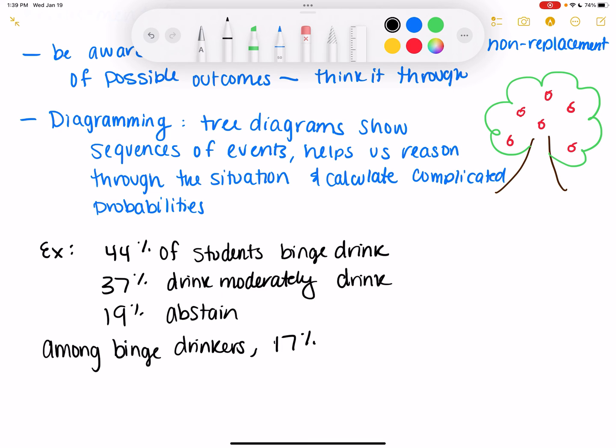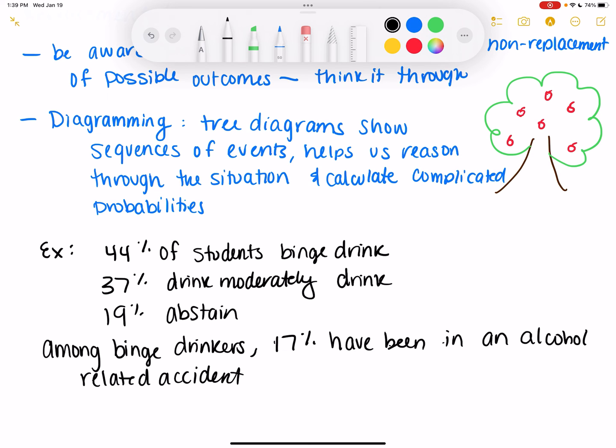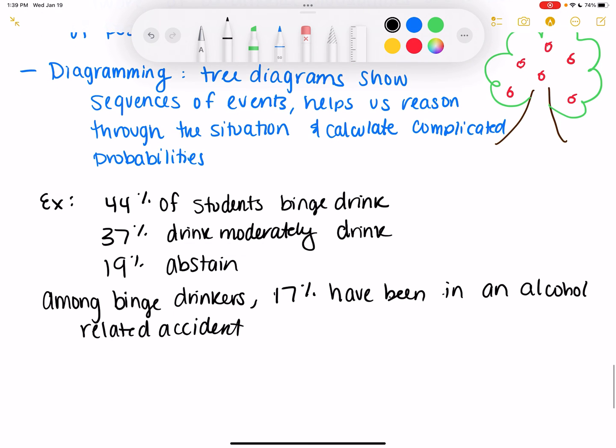Among binge drinkers of coffee, 17% have been in a coffee-related accident. They just got too hyper. They just kept pushing the gas. And then alcohol. Ladies and gentlemen, this is what not to do. And non-bingers, not like the Avengers, but non-bingers, only 9% have been in an accident that was not alcohol related.